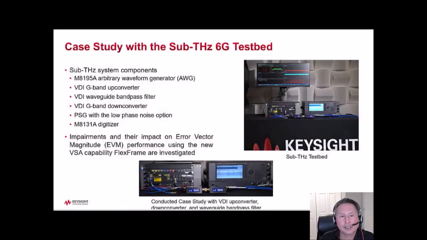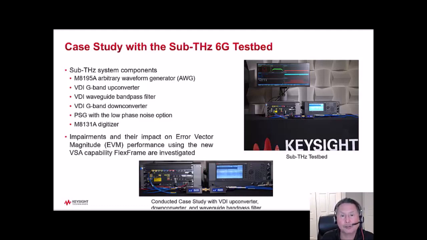Now let's take a look at a case study. This picture shows the 6G testbed setup. An M8195A arbitrary waveform generator, or AWG, generates the wideband IF. The IF center frequency is 6 GHz, and with the 8.8 GHz symbol rate and root raised cosine filter alpha, the occupied bandwidth is approximately 10 GHz. The M8195A IF is upconverted to 144 GHz with a compact Virginia Diodes Incorporated VDI G-band upconverter.